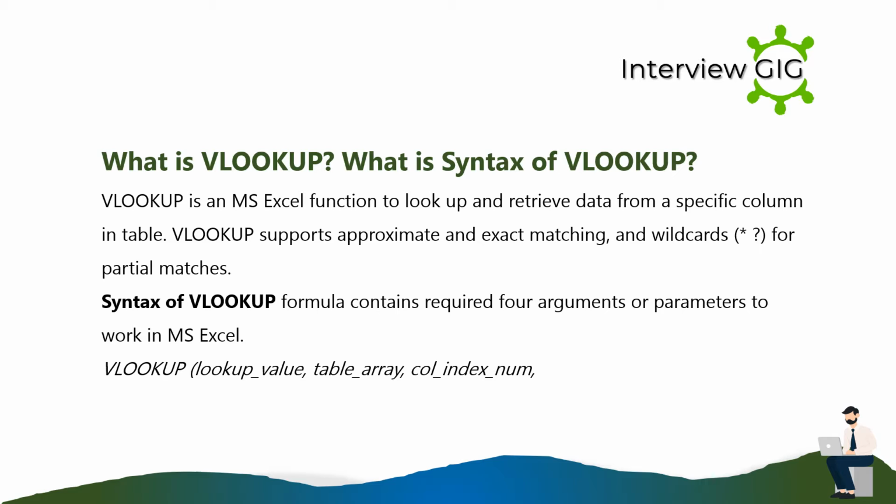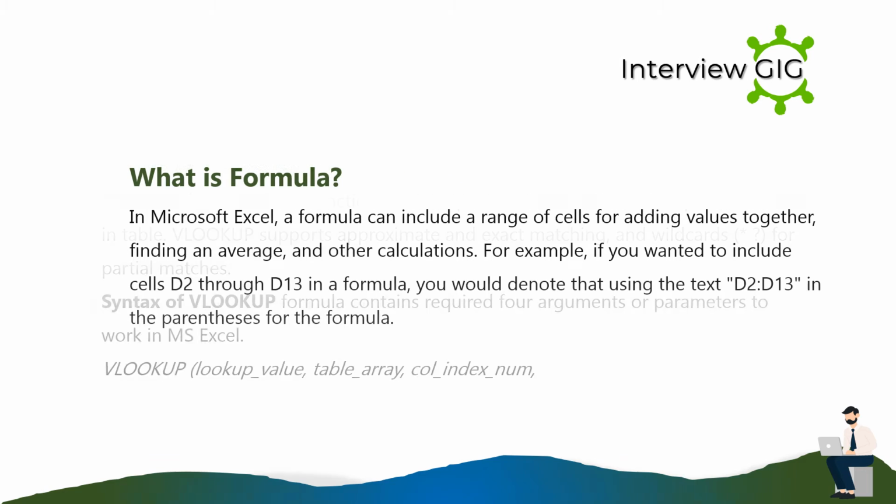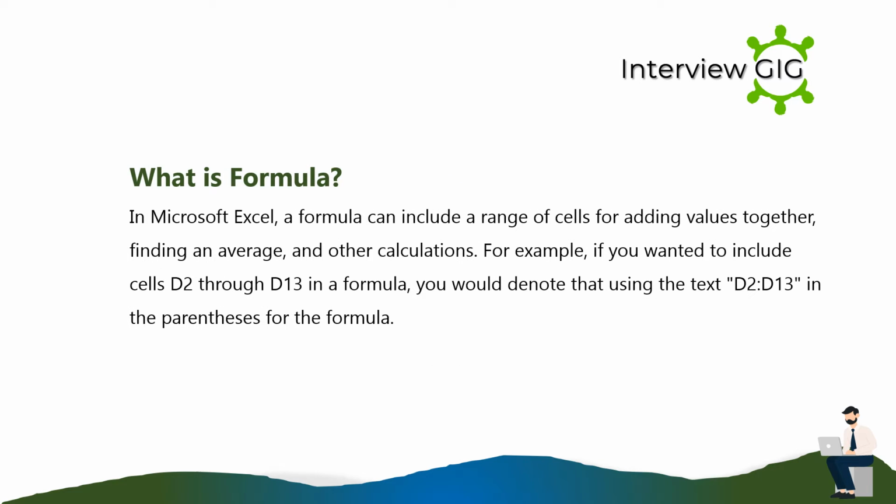VLOOKUP is an MS Excel function to look up and retrieve data from a specific column in a table. VLOOKUP supports approximate and exact matching, and wildcards for partial matches. Syntax of the VLOOKUP formula contains four required arguments or parameters to work in MS Excel: VLOOKUP, lookup_value, table_array, col_index_num.